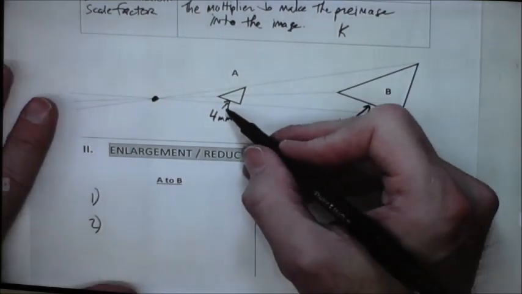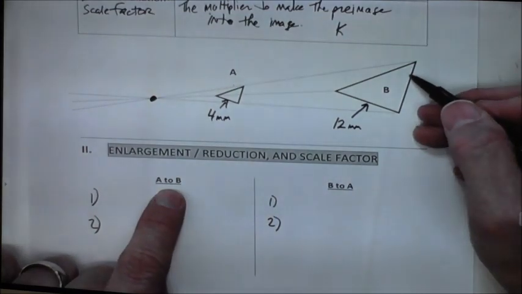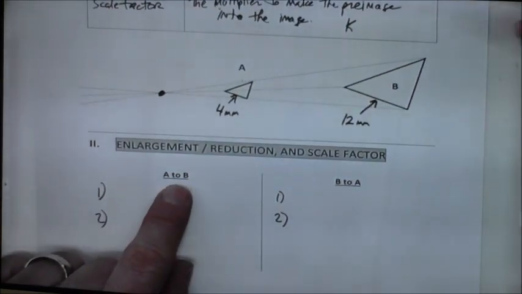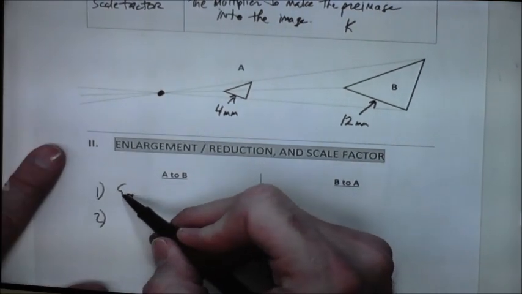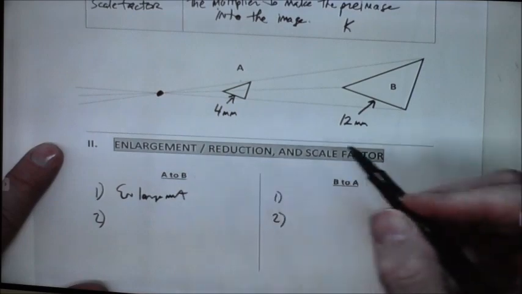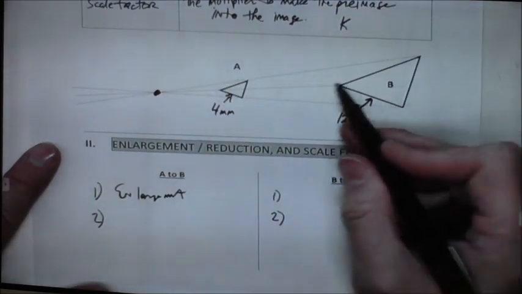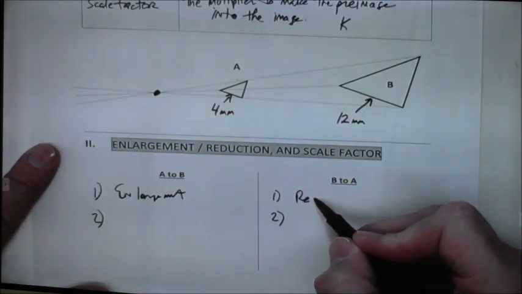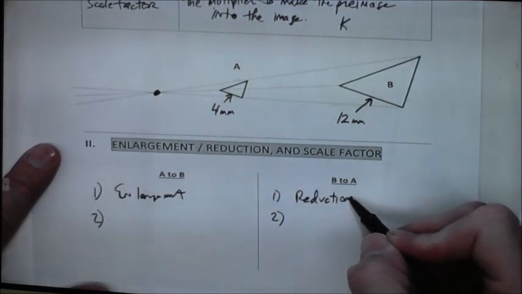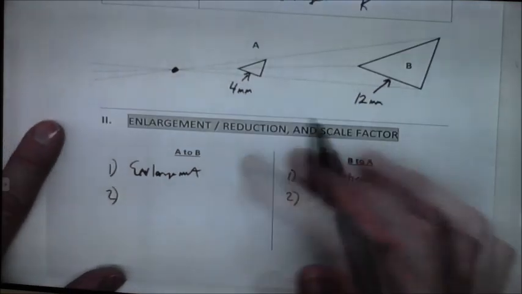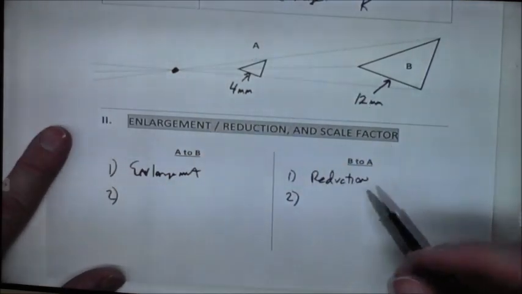First one is, if we're going from A to B, you have to be able to say if it's an enlargement or reduction. It's pretty easy, you're enlarging it. So it's an enlargement. And if you're going from B to A, you're clearly reducing it, so you actually have to say it's a reduction. So that's more a matter of just paying attention to which triangle you're doing.